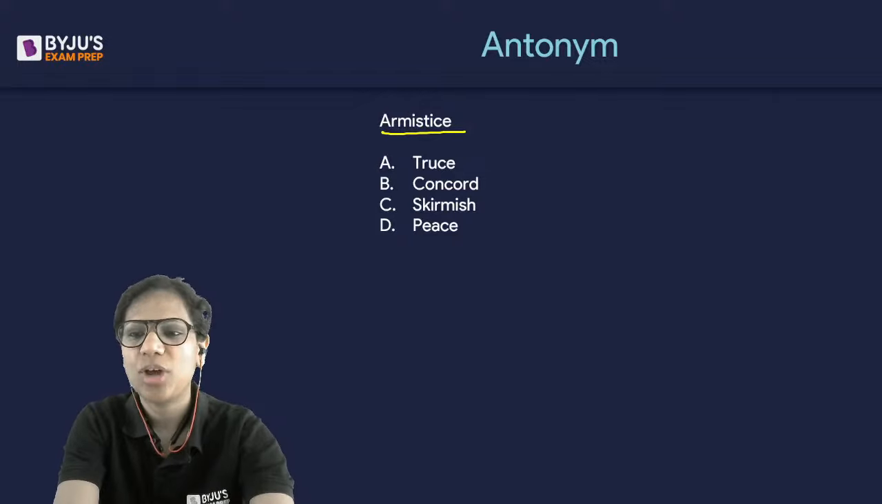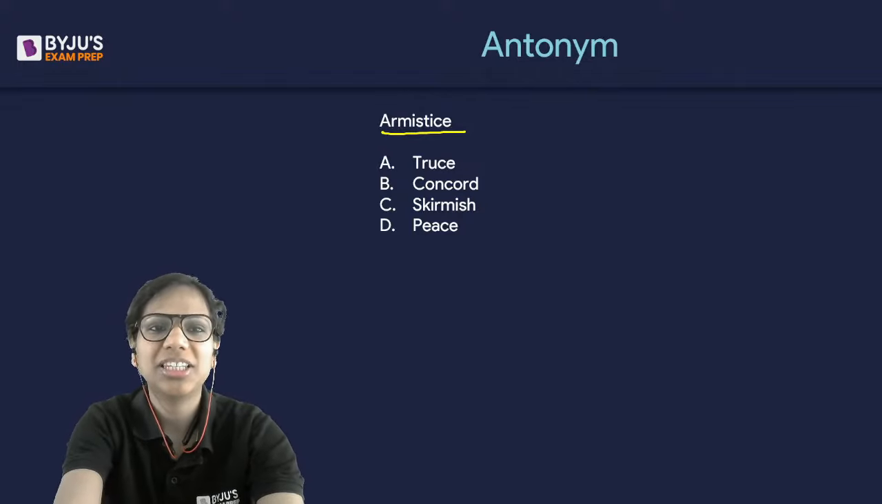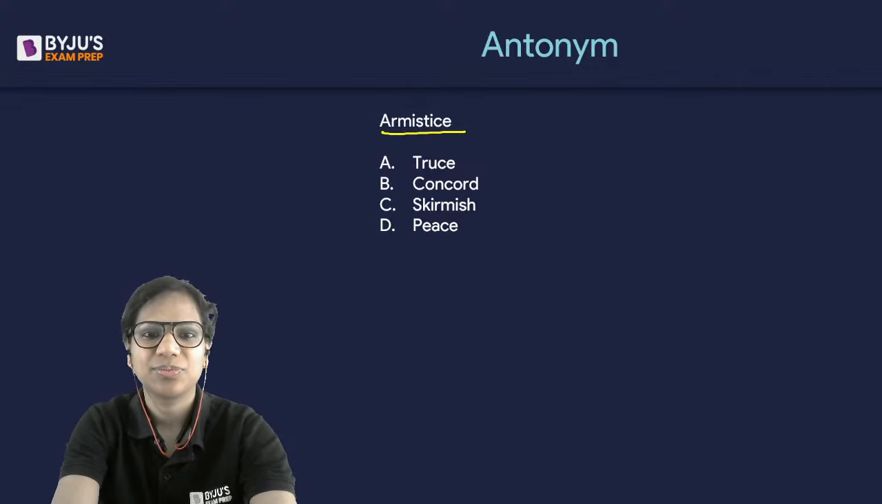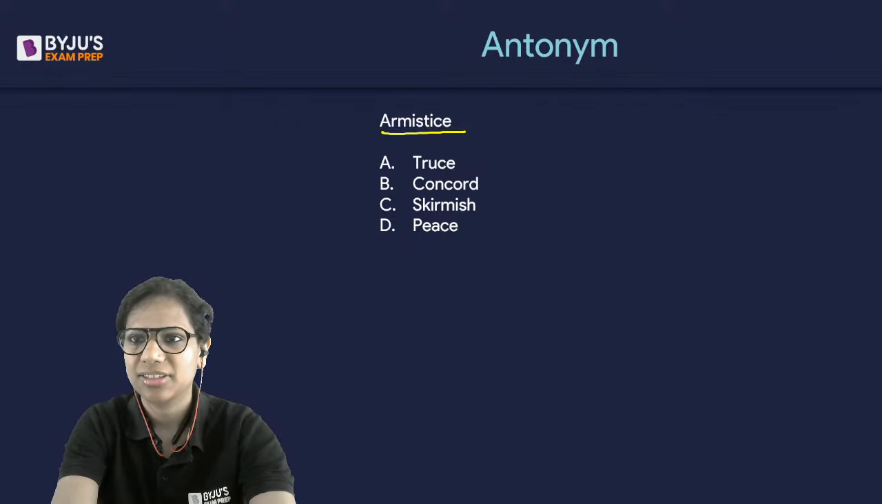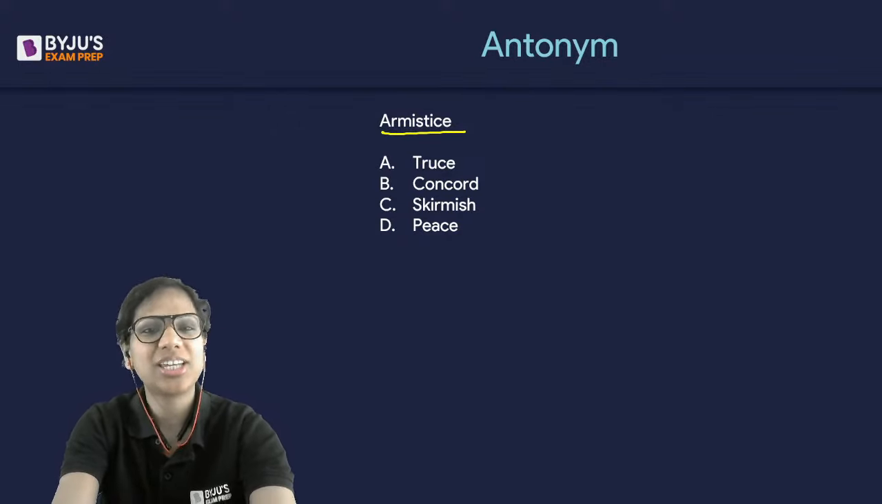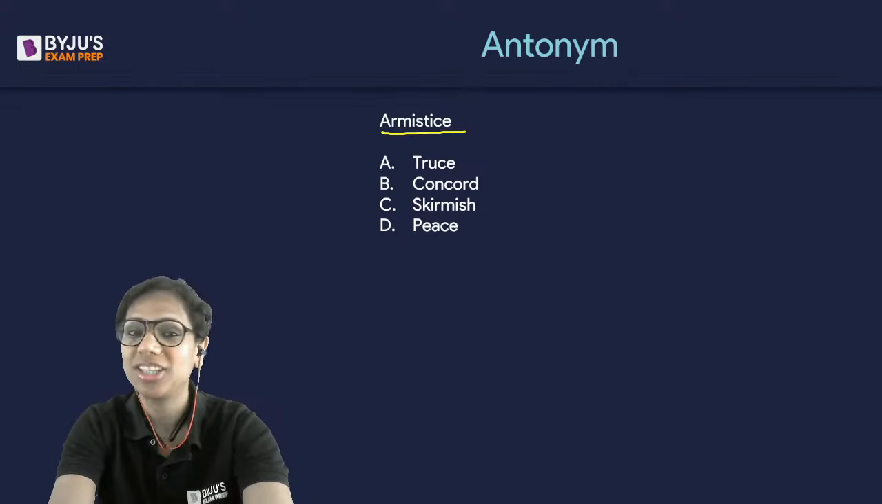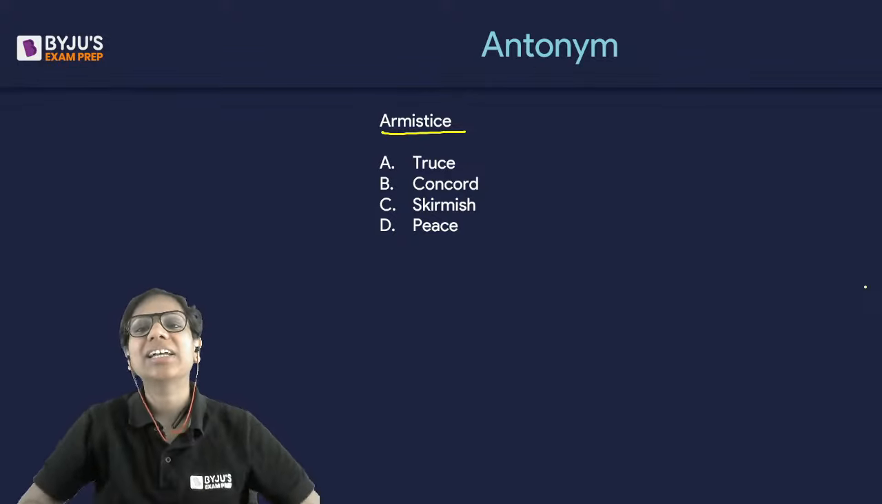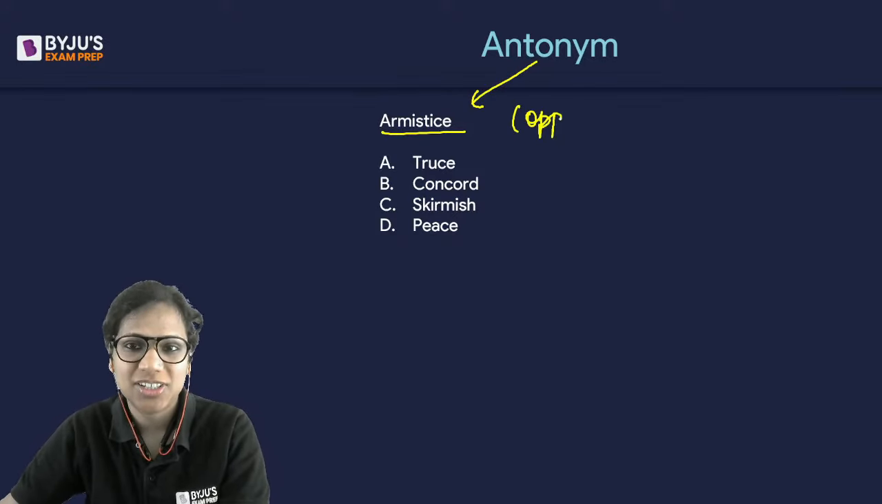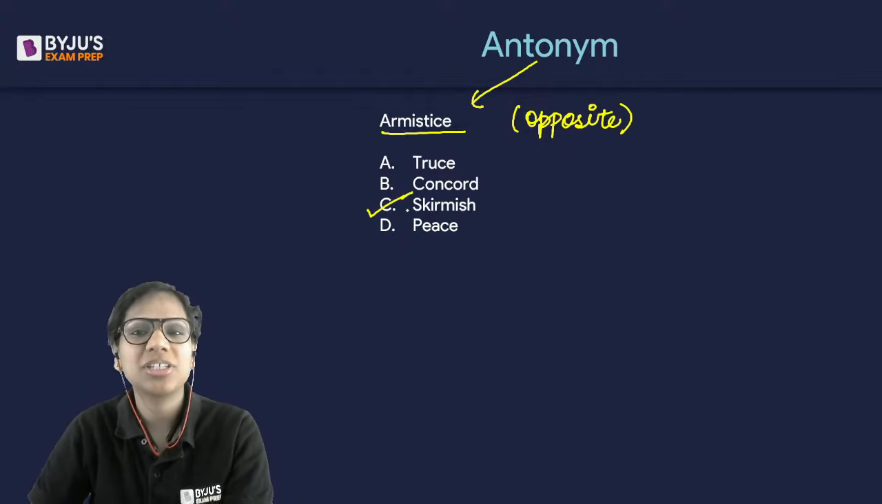So what is an armistice? You have to give me the opposite of that. Remember, not the synonym, but the antonym. Okay, D, A, B. All right. What else? I want more responses, then only I'll give you the answer. Come on. Okay, I haven't got the correct answer yet. I am waiting for the correct answer actually. So, you had to give me the antonym, the opposite, of armistice. The opposite of armistice is skirmish.